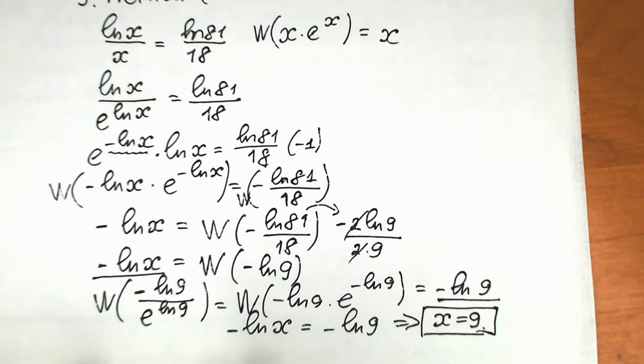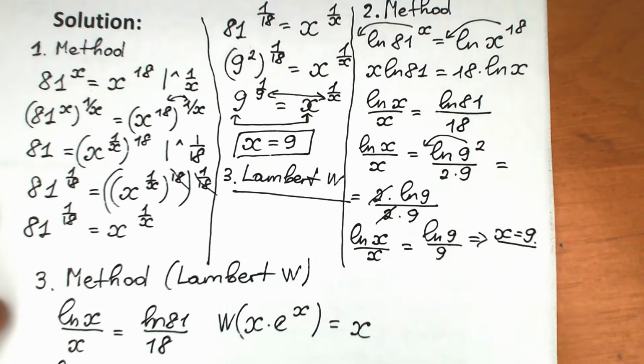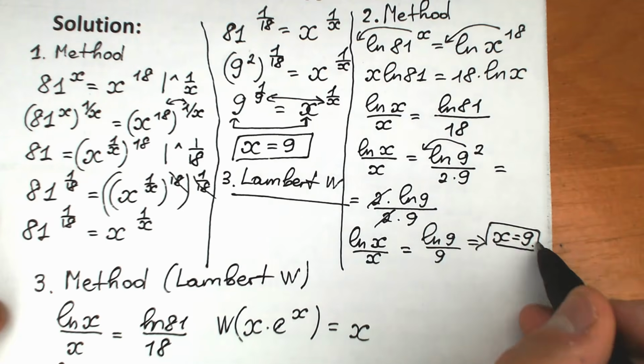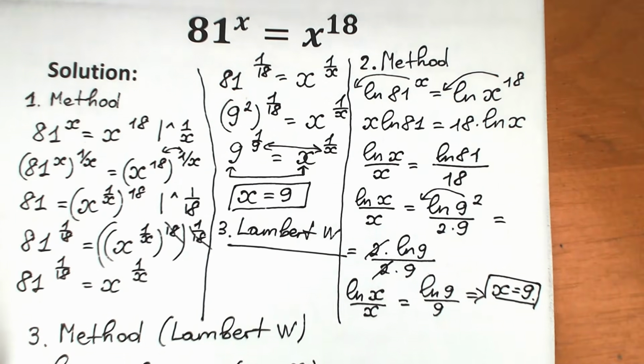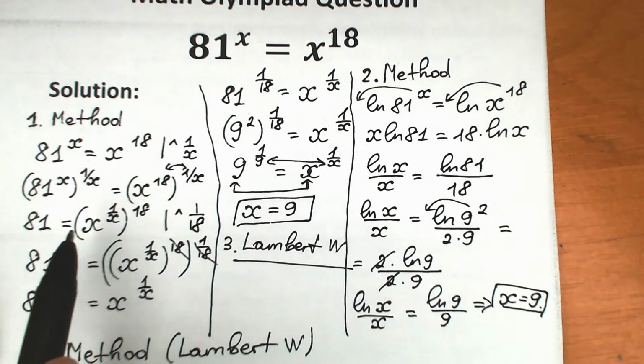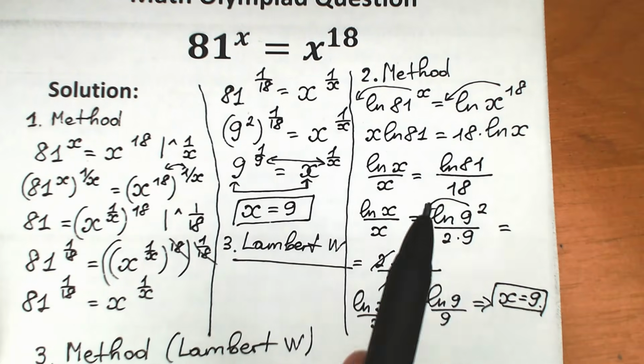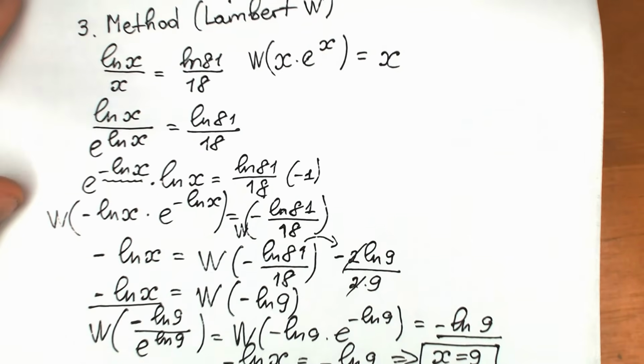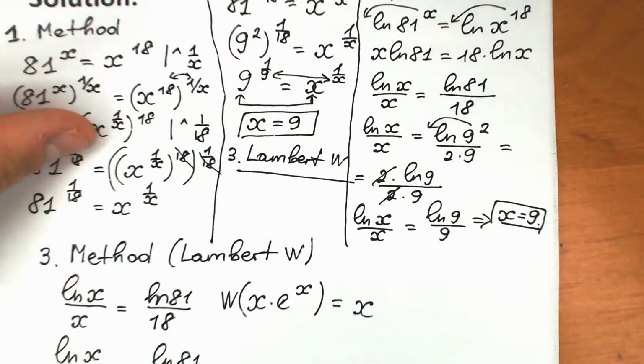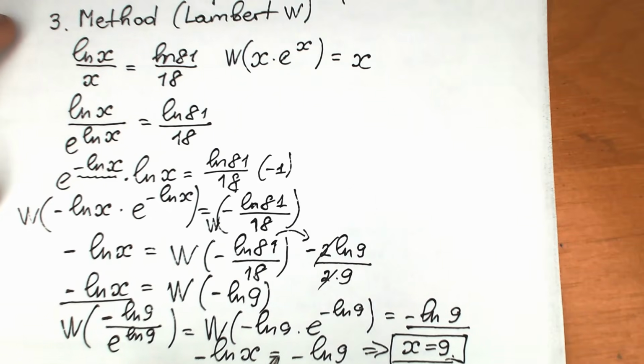It is absolutely the same as in the other methods. We have absolutely the same solution, x equal to 9. So three methods for this challenge. First method, power rules. Second method, logs. And the third method, Lambert W function. Maybe someone is interested in this method. So don't feel bad if you got this wrong.